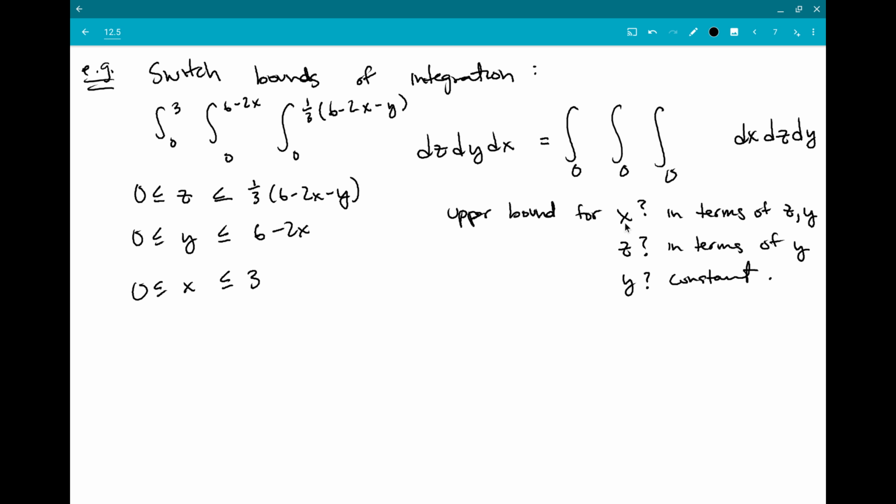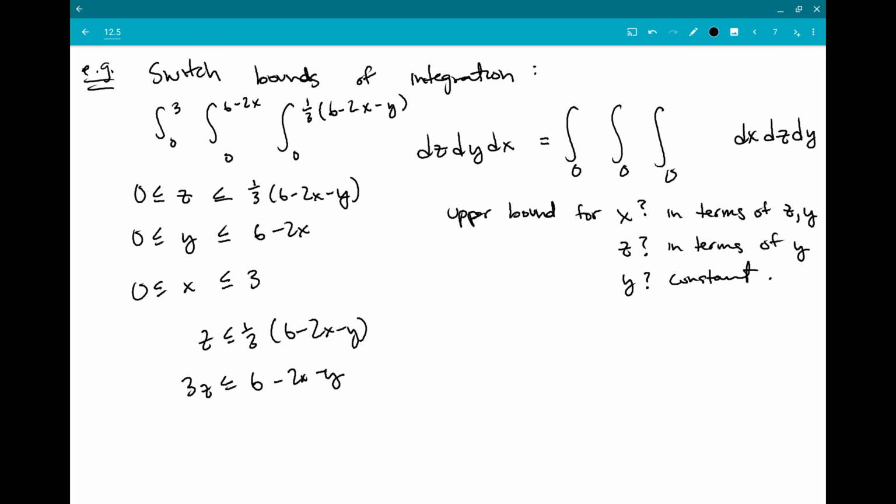So if I know my upper bound for x is the one that can use both z and y, then I'm going to look for something that uses y and x. There we go. And z. So I knew that z is less than or equal to 1/3 (6 minus 2x minus y). So that means, getting ahead of myself, 3z is less than or equal to 6 minus 2x minus y.